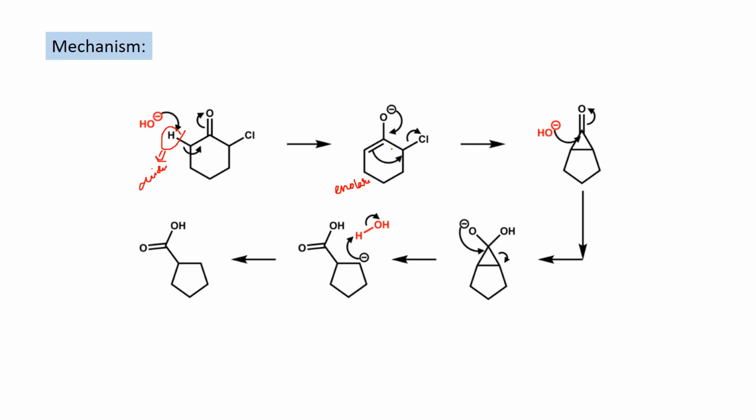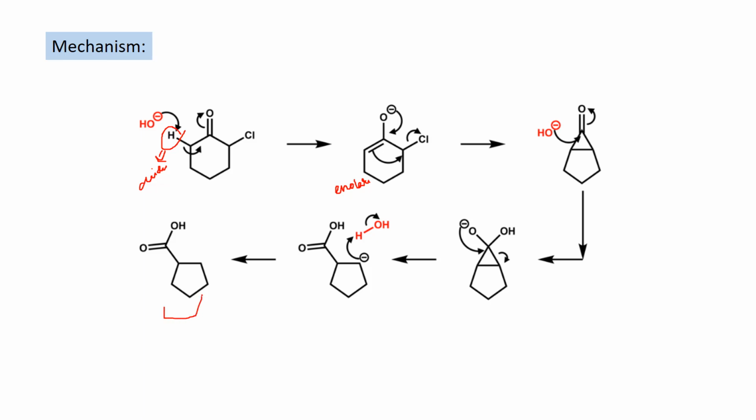After that, this O minus comes here and this enolate undergoes an intramolecular attack on the adjacent carbon containing the halogen and eliminates the chlorine from the system, generating this bicyclic system. After that, if you add another molecule of OH minus, it will attack this carbonyl center and this ring undergoes a cleavage, forming this ring-contracted 5-member ring, and we get this as our product.